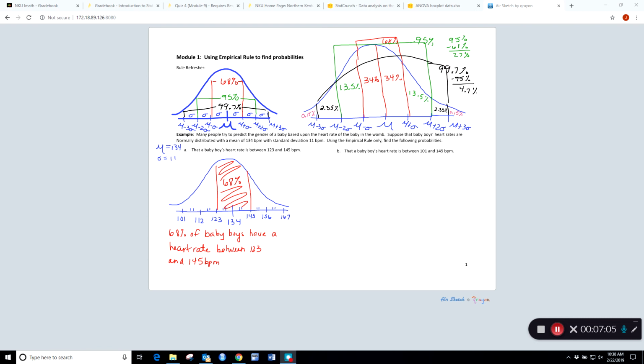My next one, I want to find that it's between 101 and 145. So notice I didn't change my setup at all. My numbers along the bottom aren't going to change. I still have that same mean and my same standard deviation. So none of these numbers along the bottom are changing. But this time we're asked to find between 101 and 145. So this is what we want to find.